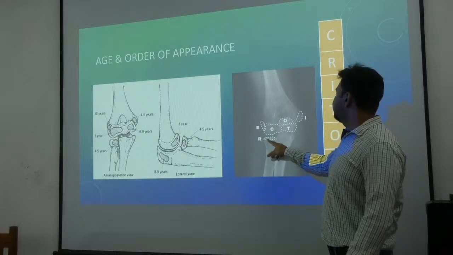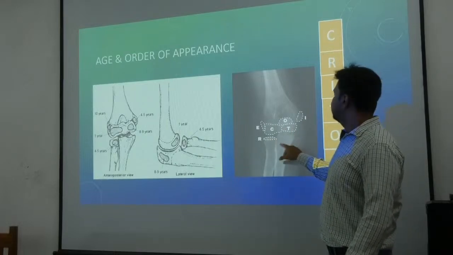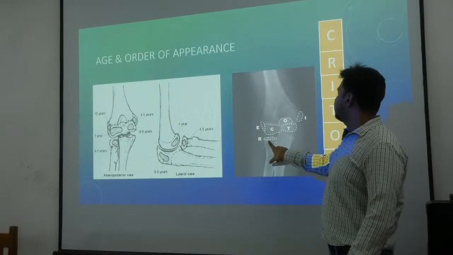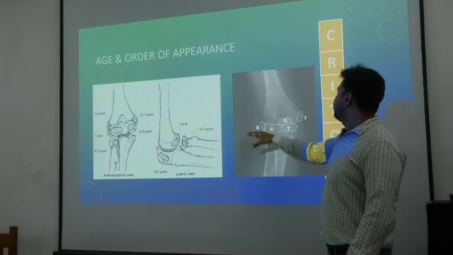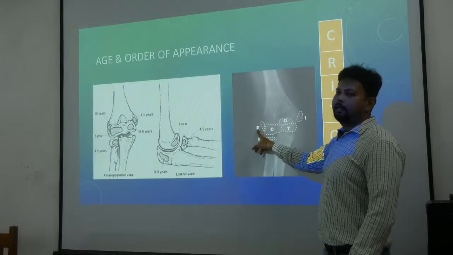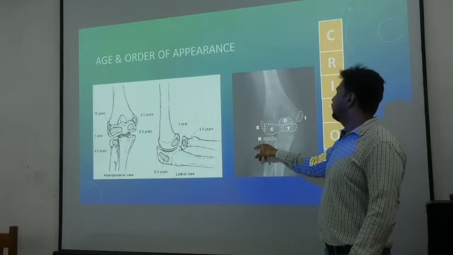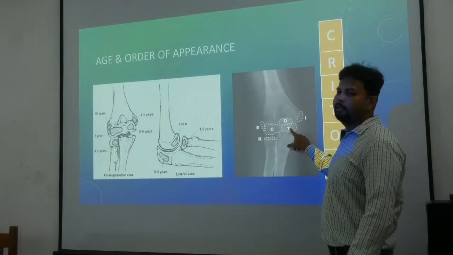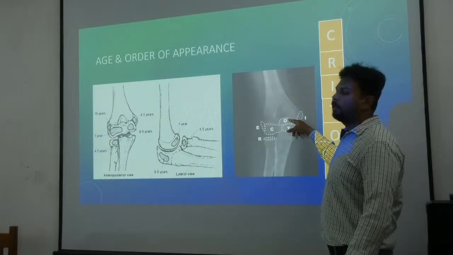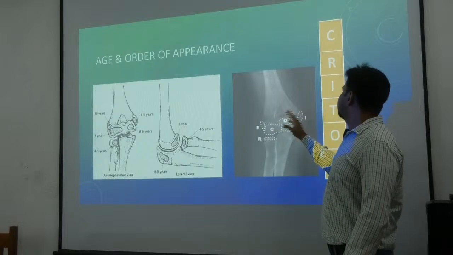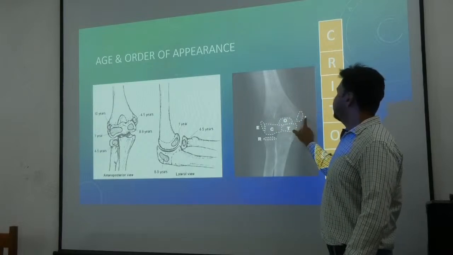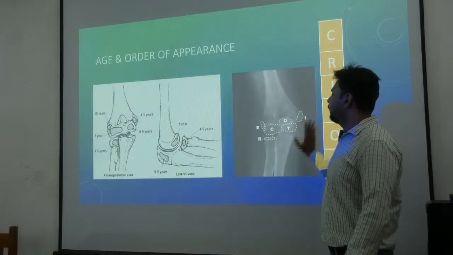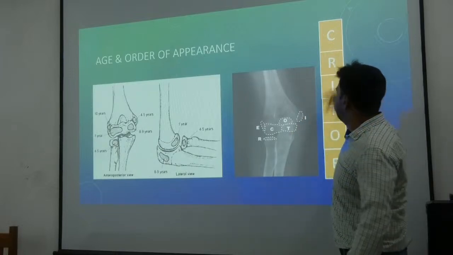So in X-ray you can identify those things. Just above the radial head is the capitulum. What is external? Lateral to it is the lateral epicondyle. Here is the trochlea, above the trochlea is the olecranon process, and just medial to it is the internal or medial epicondyle. Okay, fine. So see the age of appearance.